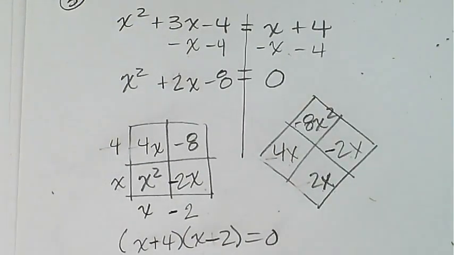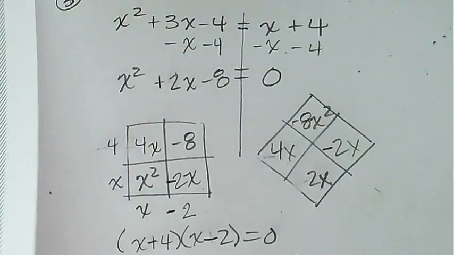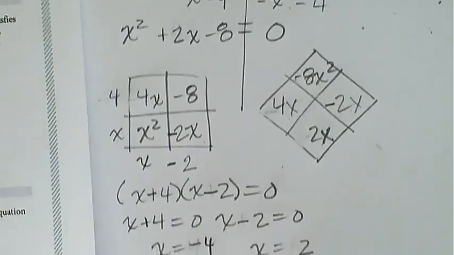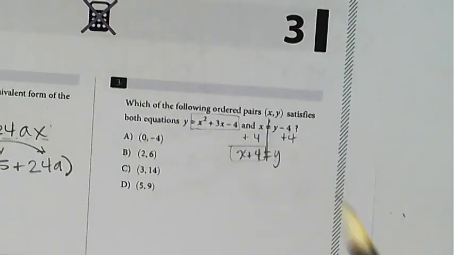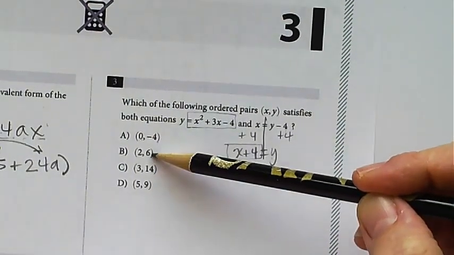And x minus 2 equals 0 would give me x equals positive 2. Okay, there it is. So these are the two solutions. And the only one that is a choice is B.